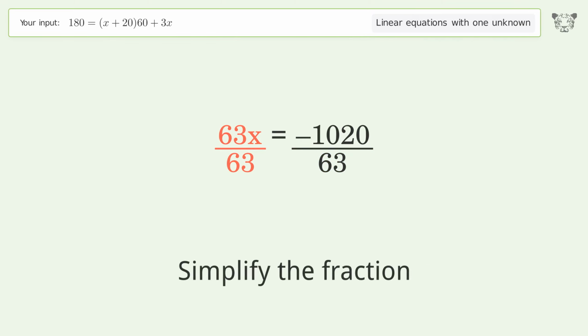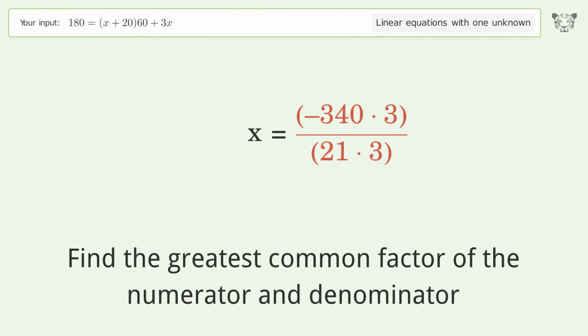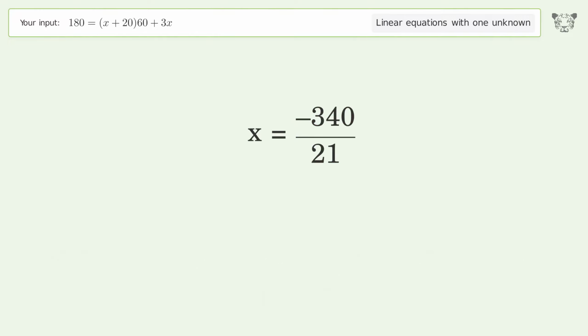Simplify the fraction. Find the greatest common factor of the numerator and denominator. Factor out and cancel the greatest common factor. And so the final result is x equals negative 340 over 21.